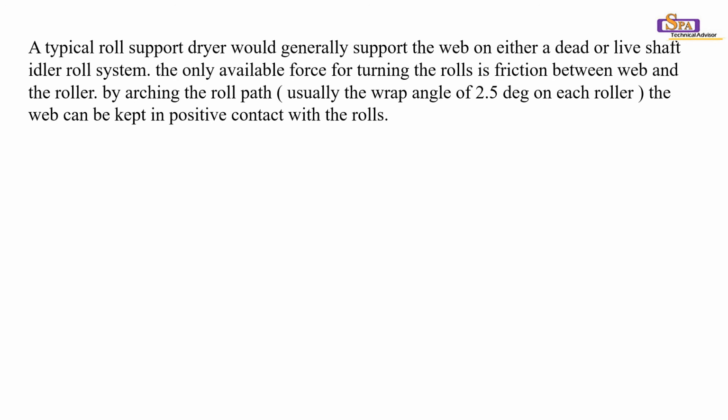A typical roller support dryer would generally support the web on either a dead or live shaft idler roll system. The only available force for turning the rollers is the friction between the web and the roller. By arching the roll path, usually the wrap angle will be 2.5 degrees on each roll. The web can be kept in position in positive contact with the roller.